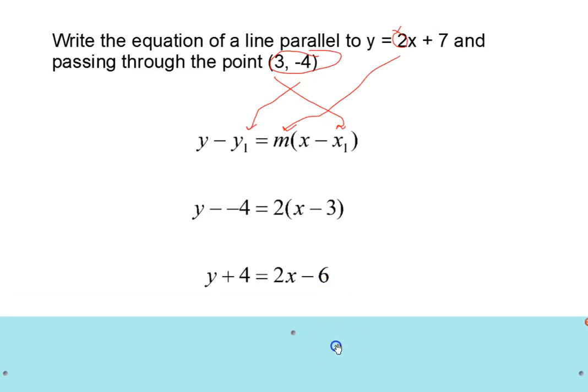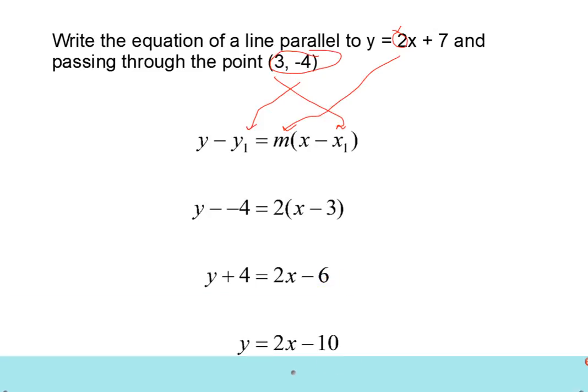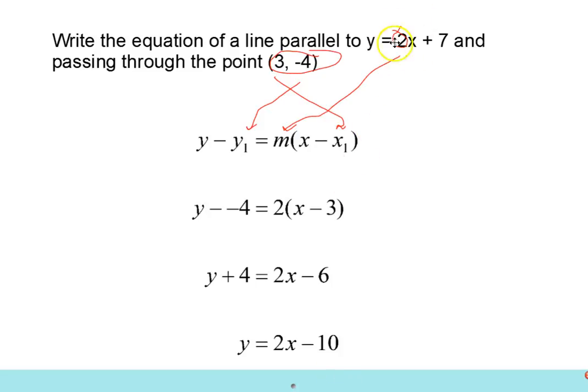We want to simplify that. We subtract 4 from both sides, and we get y equals 2x minus 10. So we got our slope from this equation. We plugged in our x and our y for x1 and y1, and then we simplified the equation and isolated y. Let's do another one.